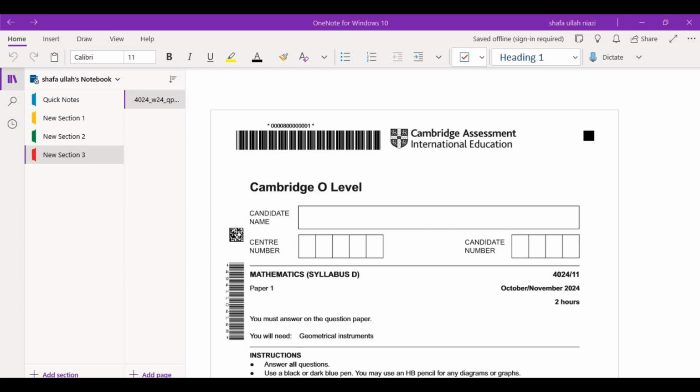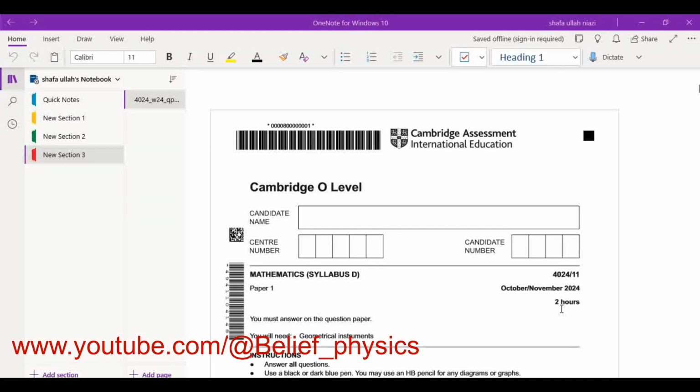Today we are to solve Mathematics Syllabus D 4024 Variant 11 Paper 1 for October-November 2024. Those candidates who are preparing for the intake of May-June 2025, this paper can be very beneficial. It is Paper 1, calculator not allowed, and it's for 2 hours. So let's start it.